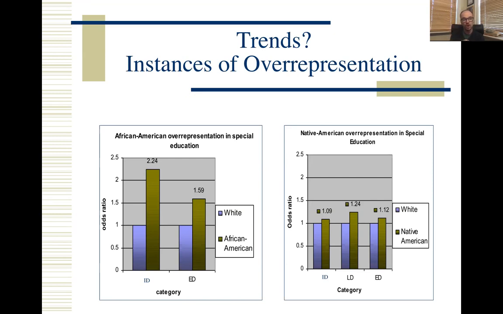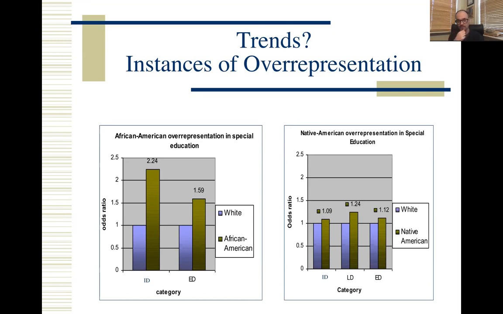We're comparing African American students to white students. So white students are at 1. If you look at the number for intellectual disability, 2.24, that means African American students are 2.24 times more likely than white students to be labeled as having an intellectual disability, and 1.59 times more likely than white students to be labeled as having an emotional disturbance.